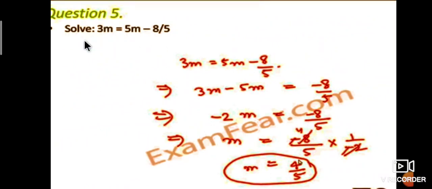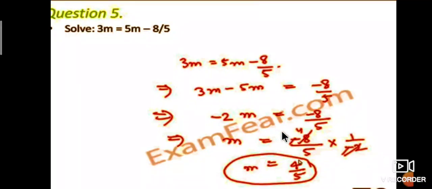Okay, the next equation is: solve 3m is equal to 5m minus 8 by 5. Therefore, transpose plus 5m from RHS to LHS. Therefore, 3m minus 5m is equal to minus 8 by 5. Therefore, minus 2m is equal to minus 8 by 5. Therefore, m is equal to minus 8 by 5 into 1 by minus 2.